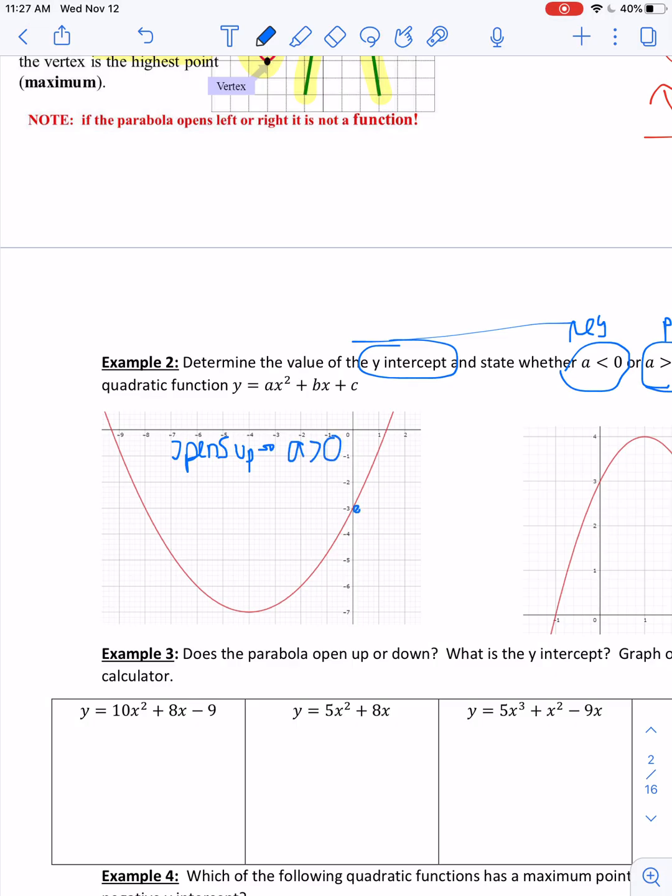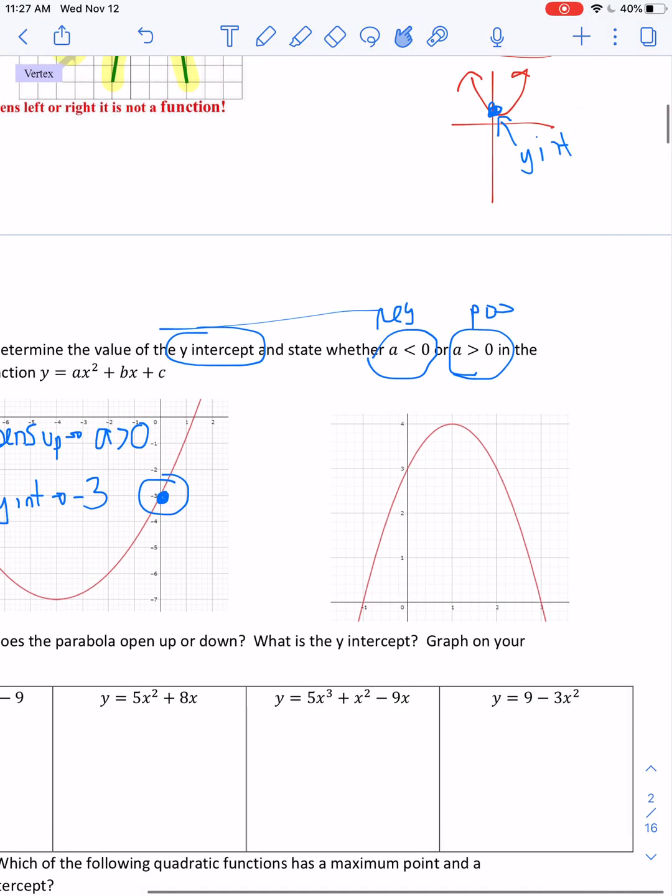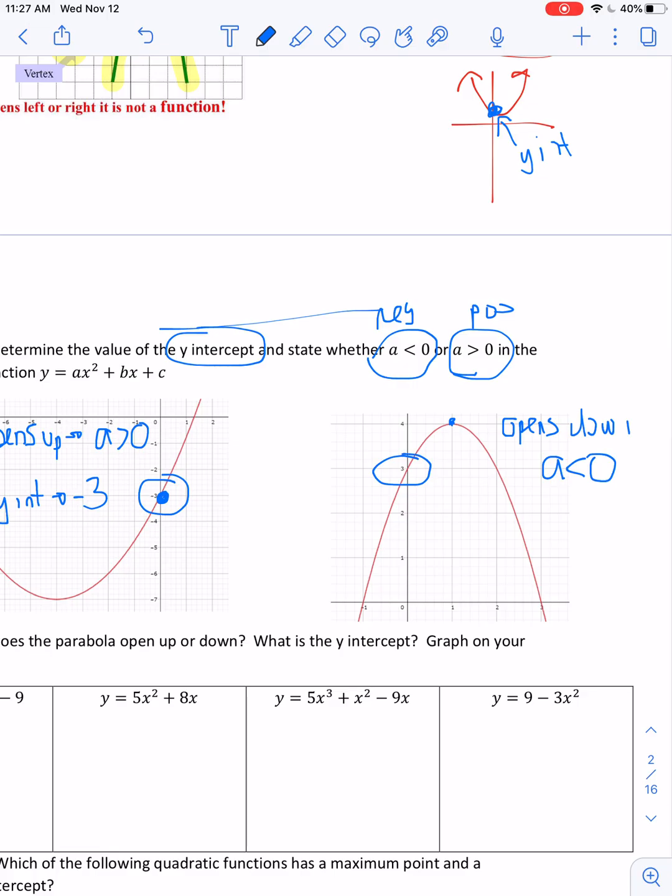So if a is positive, that means a is greater than 0. Our y-intercept is where it crosses the y-axis, which we can see here is at -3. So my y-intercept would be at -3. All right, let's move on to the second graph. So in this example, you can see the parabola opens down. So because the parabola opens down, that means that a is less than 0. Our y-intercept is right here at 3, so we would say the y-intercept is at +3.